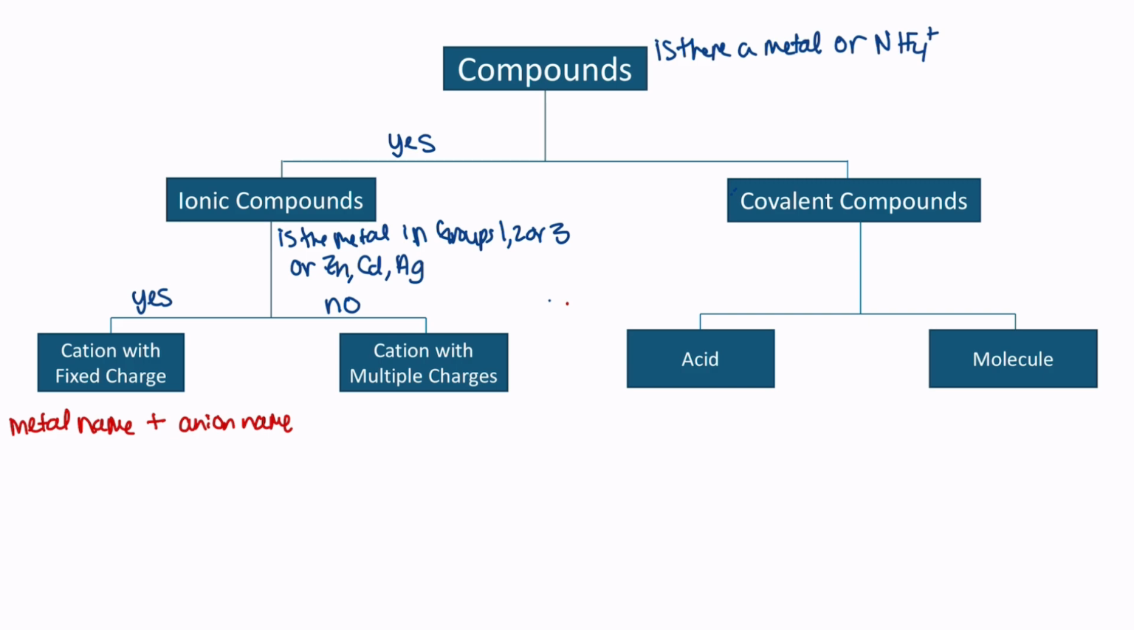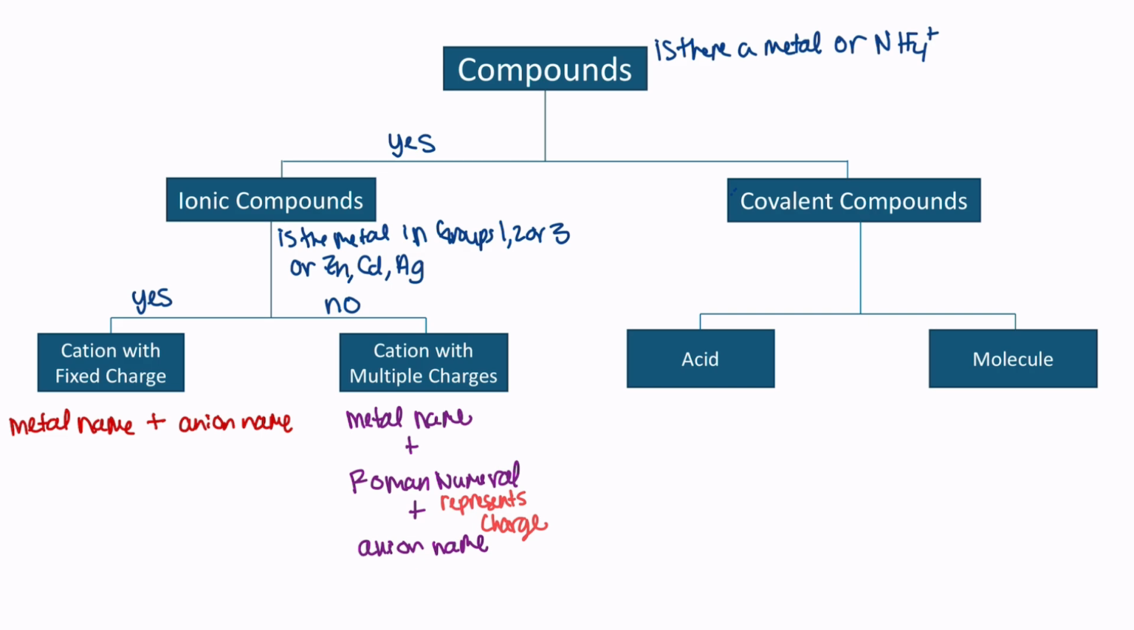Now, if the answer to that question is no, that means that your cation has multiple charges. So to name that, you're going to do the metal name plus a Roman numeral plus the anion name. And remember, the Roman numeral represents the charge. It does not represent how many of that metal is in the compound. It only represents the charge of that metal.